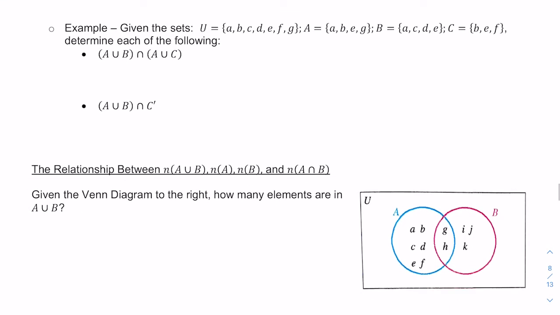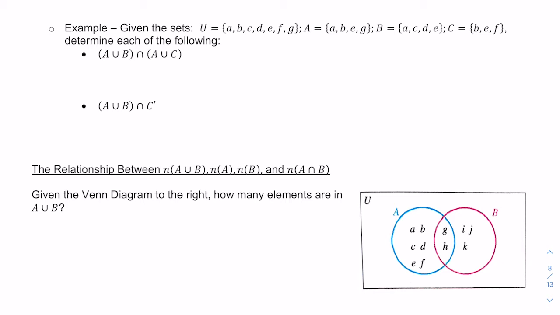Here's some more examples, but this time I'm going to include the unions and the intersections. So we have our universal set, which is the letters A through G, and then we've got sets A, B, and C. And in the first one, we need to determine A or B and A or C.